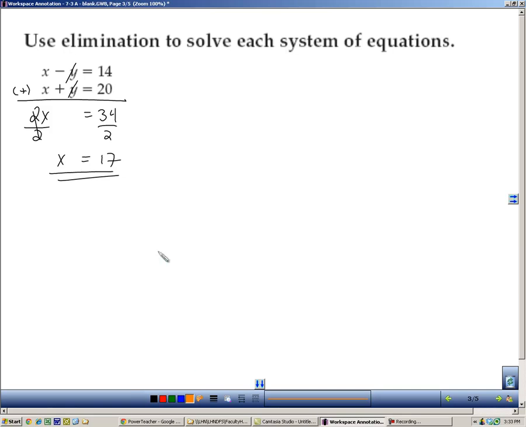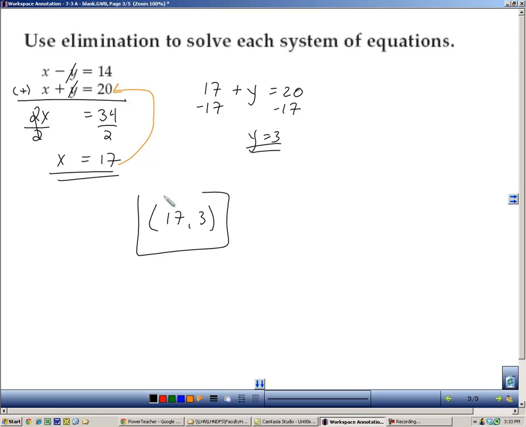I'd now take that 17 and plug it back into one of these. Let's go with the second one. So 17 plus y equals 20. Subtract 17, and you get y equals 3. So the ordered pair is 17, 3. There's nothing magical about eliminating the y. It just turns out that that's the letter that's been used in these two examples, but when you add them together, one of the variables should be eliminated.